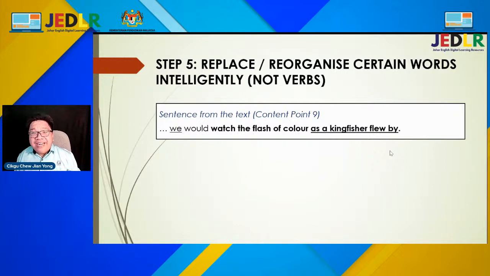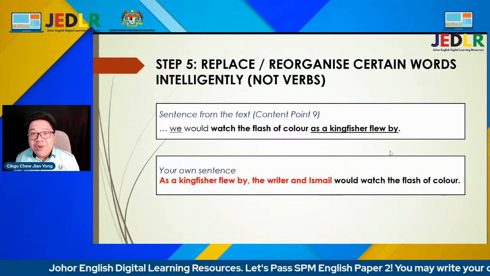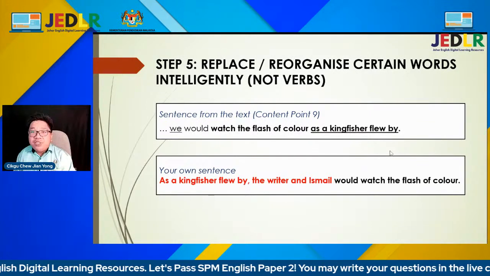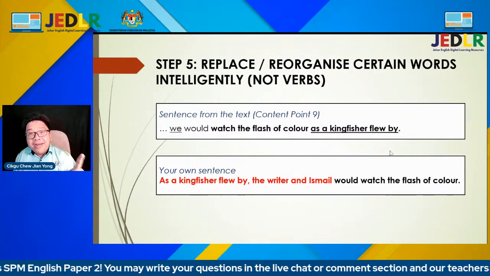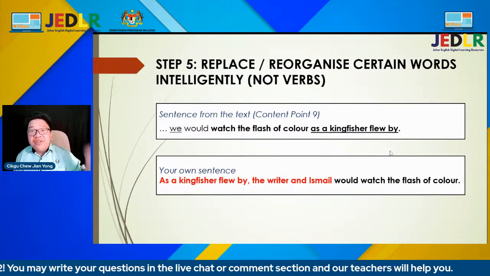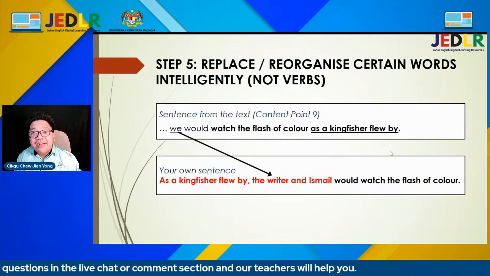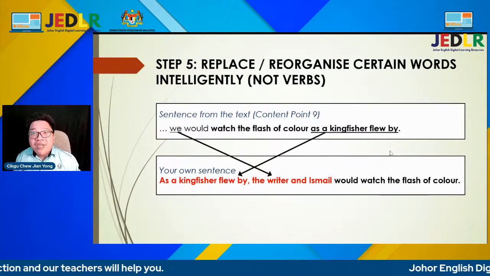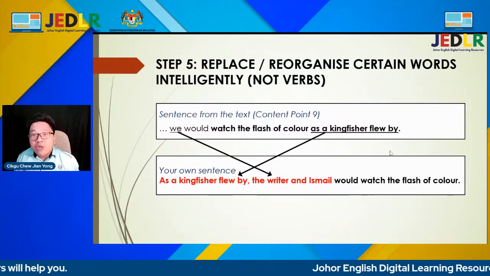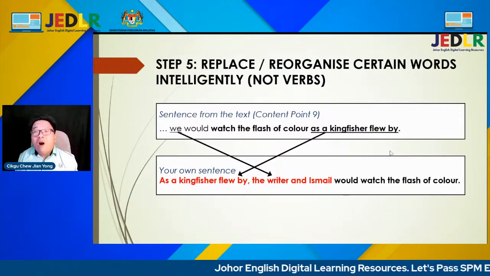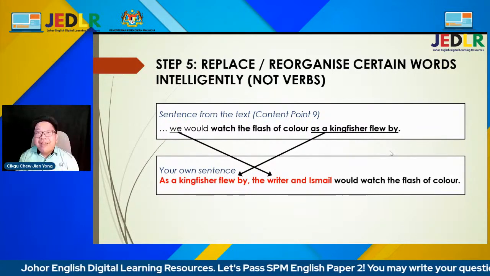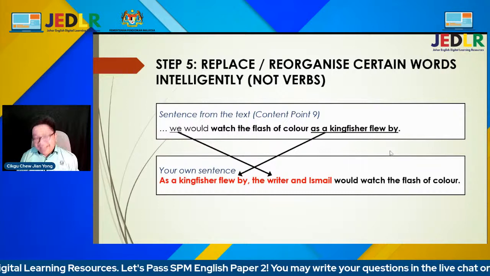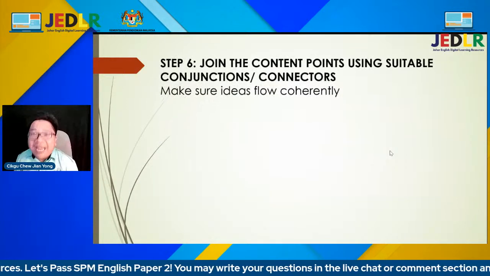So how to change? An intelligent way of changing, you can do like this. The second part of the sentence, you bring to the front. As a kingfisher flew by, but you have to remember to add a comma. As a kingfisher flew by, comma. The back part to the front. And we here, you change to the right, Ismail would watch the flash of color. This is what we call examples of intelligent replacing, or you organize back some of the keywords. Clear? Let's proceed to the last step.